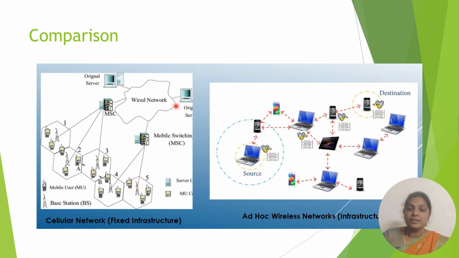Whereas in the ad hoc network, as you can see, there is a source and destination, and there are no in between infrastructures available. So the packet from the source reaches the destination through multiple hops. So the intermediary nodes are also mobile nodes or laptops. They pass on through each of these nodes step by step, and then finally it'll reach the destination.